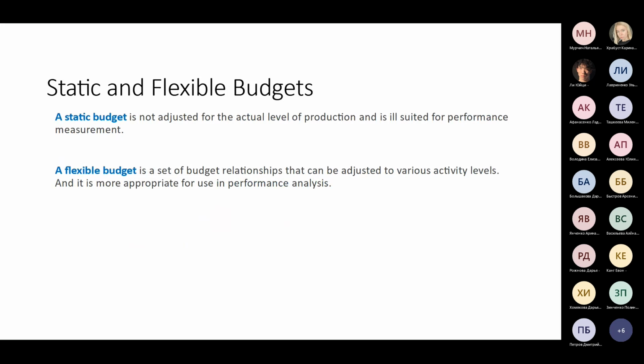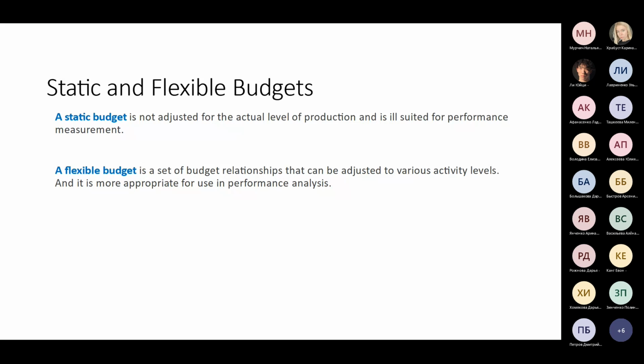So here we will be using 2 basic terms, a static budget and a flexible budget. A static budget is the budget that we have signed a year ago, at the 1st of January probably, and it is completed when the year is over. So a static budget is not adjusted for the actual level of production. So we have approved our static budget, and in the end of the period, we compare our static budget values with the actual value. That's it.